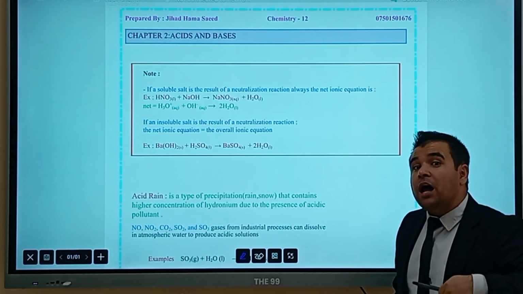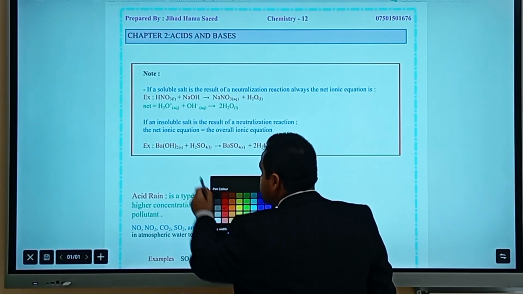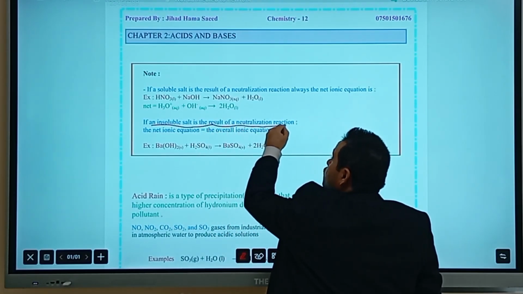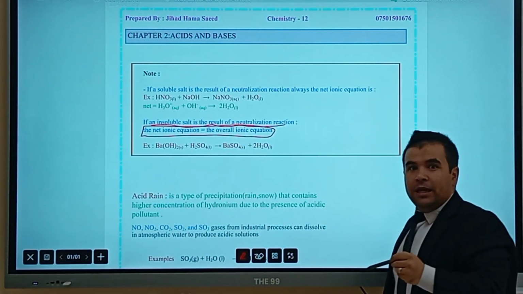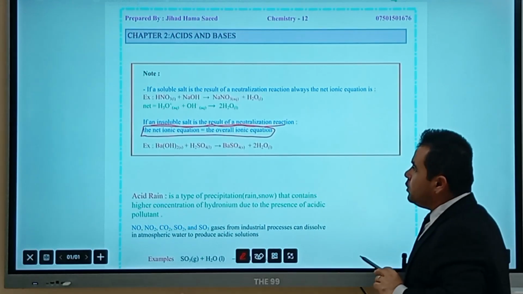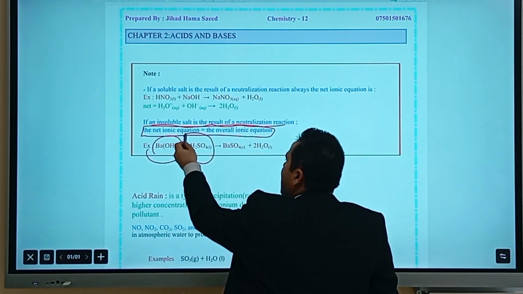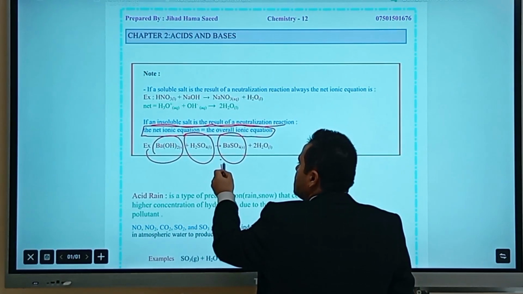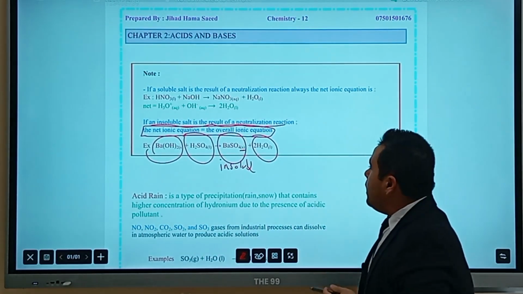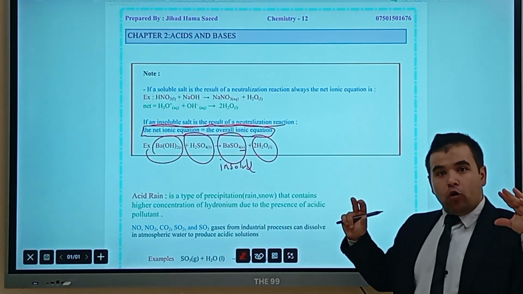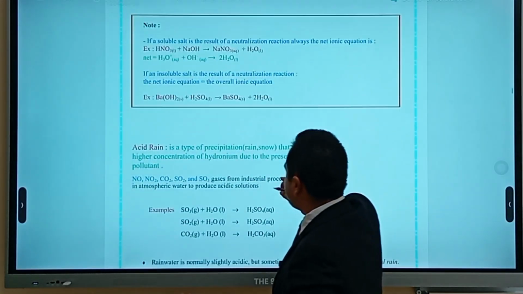But if an insoluble salt is formed as the result of a neutralization reaction, the net equation equals the overall ionic equation. In this case, the net becomes the overall. For example, barium hydroxide with sulfuric acid produces barium sulfate, which is insoluble, and H2O. It's a precipitate. In this case, the whole overall equation becomes the net ionic equation. You have to be careful about this case.